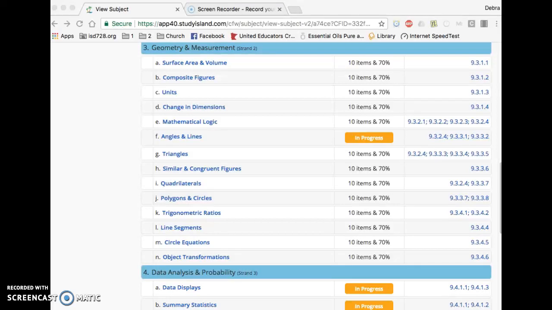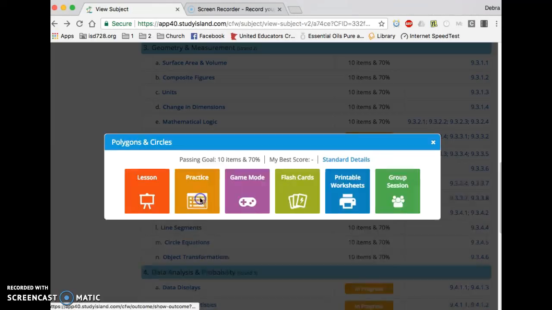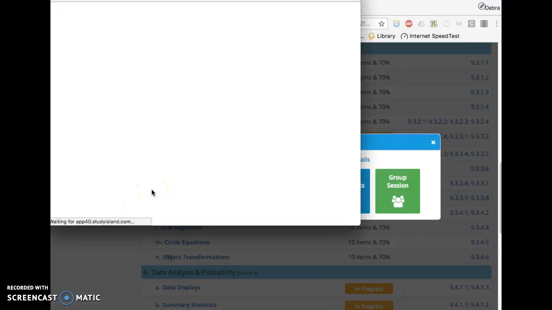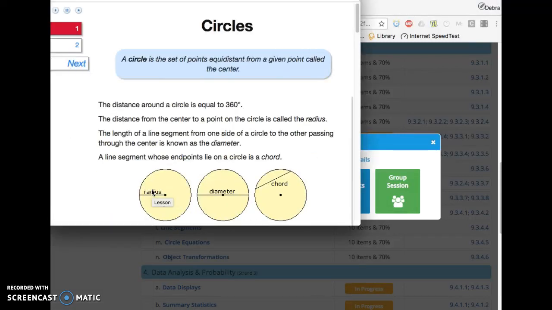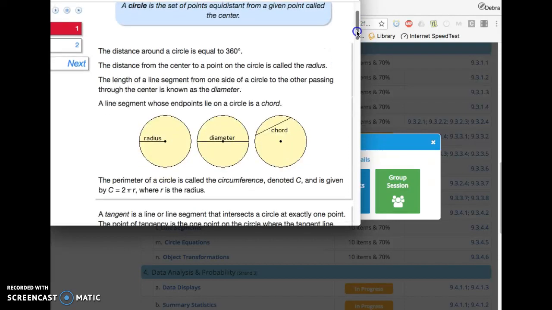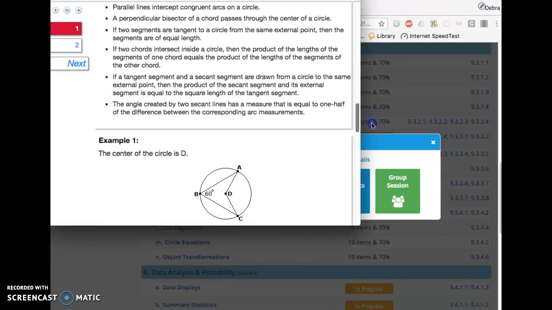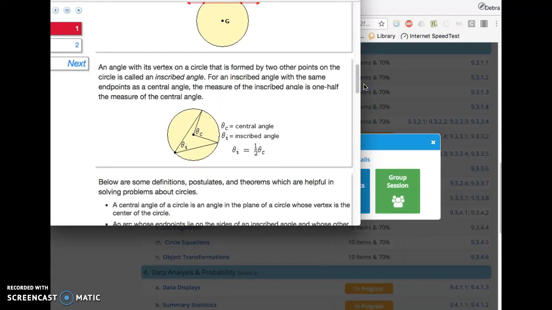Let's take a look at Study Island polygons and circles. So remember, when you open up polygons and circles, before we go to practice mode, it's probably a better idea to start with the lesson and just see what that has to tell us. And there are all kinds of very powerful things in here, terms that we should read through. Again, I'm not going to take time to read to you what's on the screen.